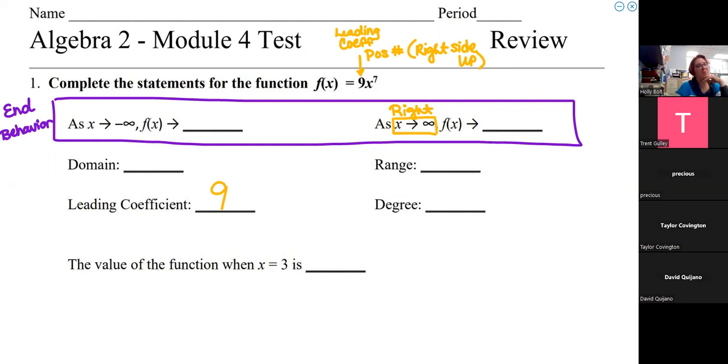So what do I put on that blank line? As x arrow infinity, so the right side of my graph is doing what? What number or symbol should I put on this line right here? What did we just say the right side of our graph was doing? Positive infinity, yes. Because that's how I say it is going up. Beautiful.